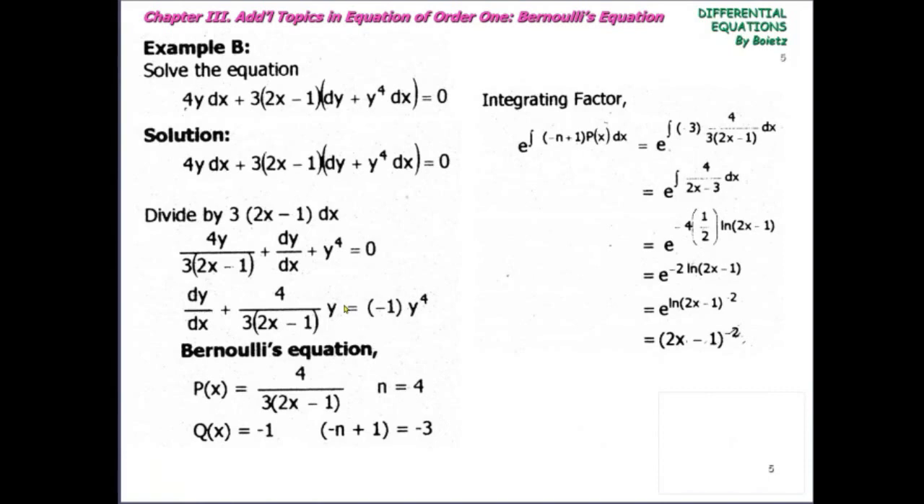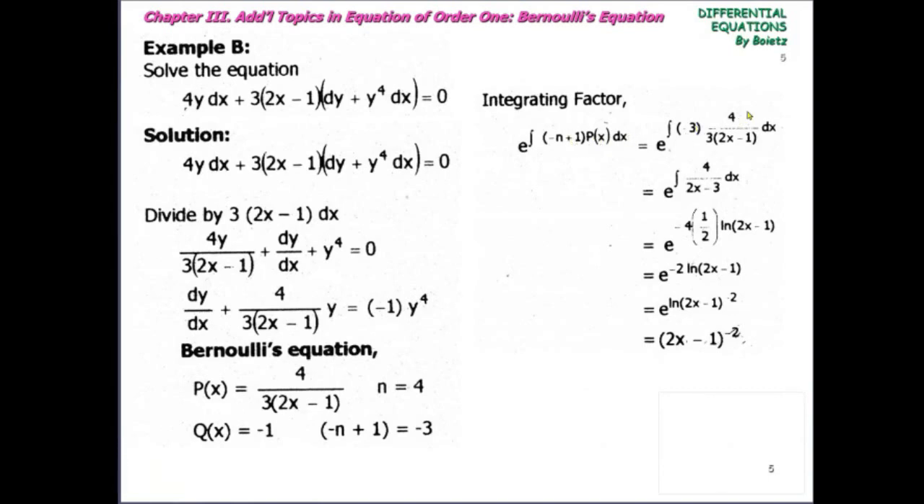And that is now Bernoulli's. This one is Bernoulli's. This is your px. And then this one is your qx. Your n is equal to 4. Your negative n plus 1 is equal to negative 3. Then get the integrating factor. e to the integral of negative quantity negative n plus 1, px dx.